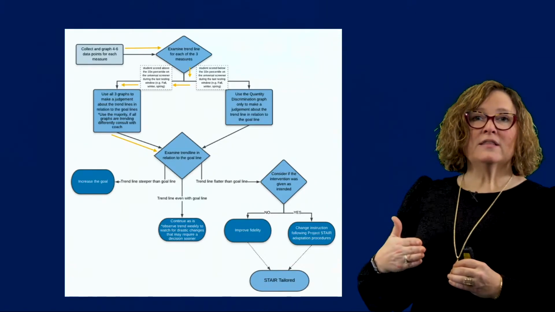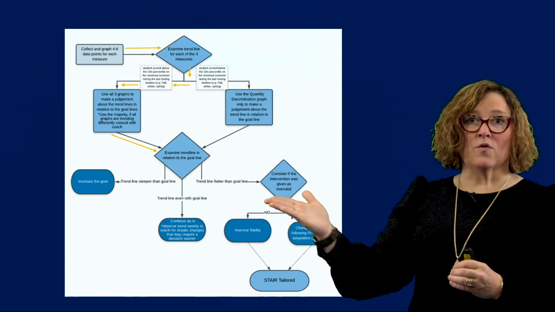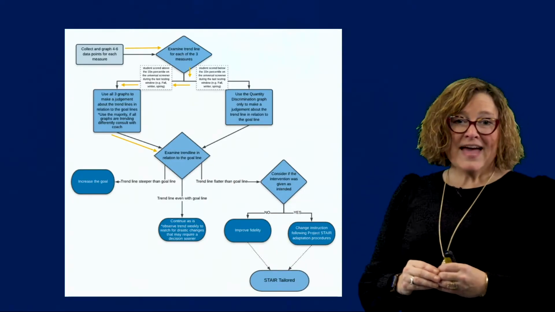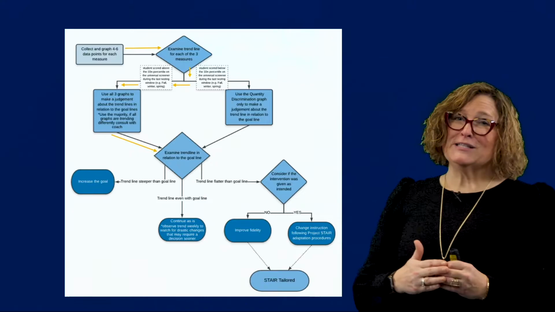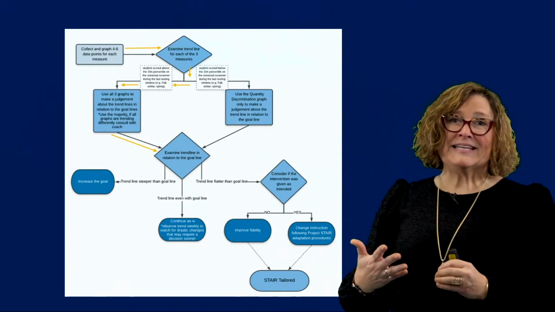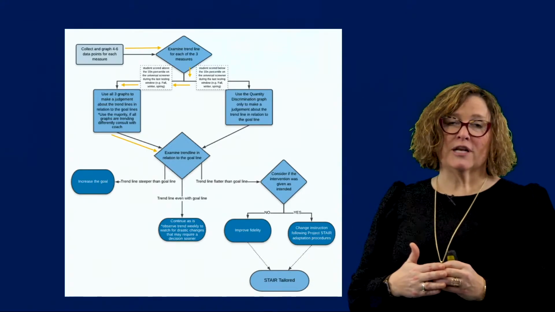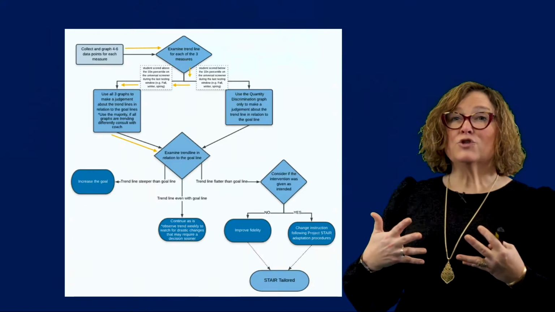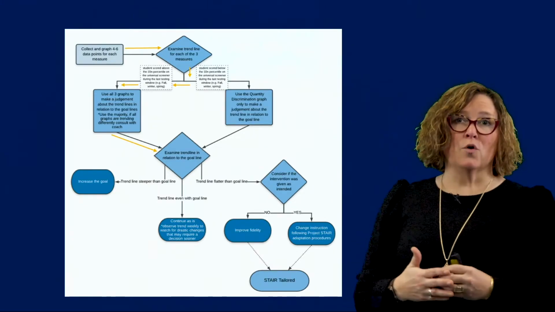Finally, if the trend lines are flatter than the goal line, so you can sort of see that decision illustrated right here, then we know that the student is likely not on track to meet long-term goals, and we may need to make a change in instruction. So let's look more closely at that particular option if the trend lines are below the goal lines.